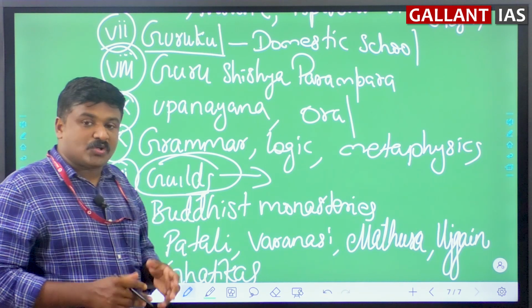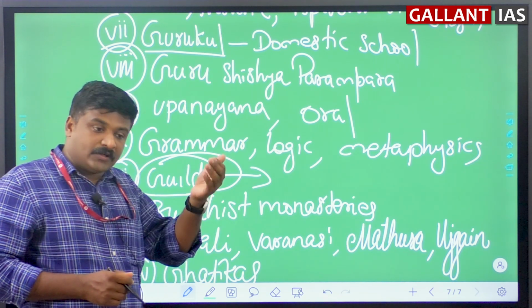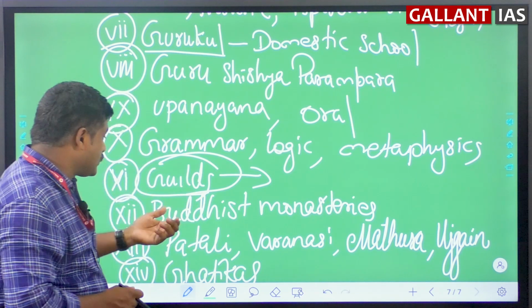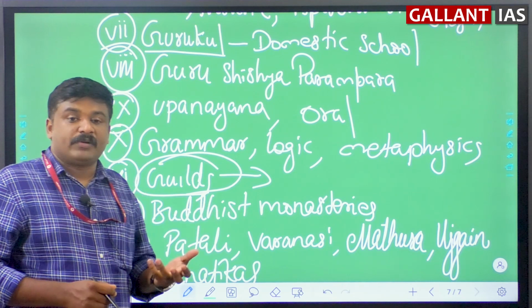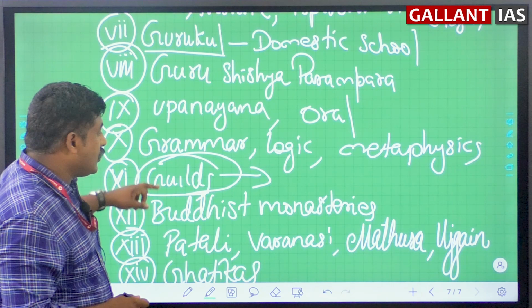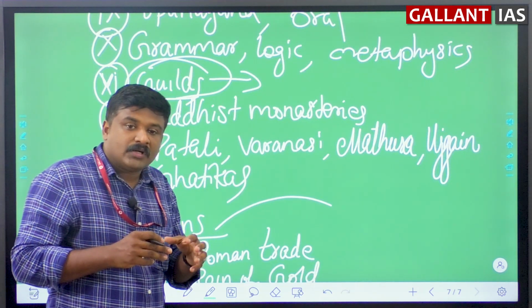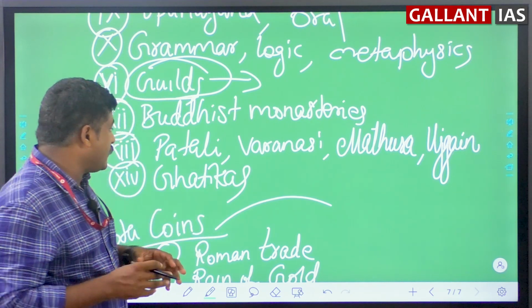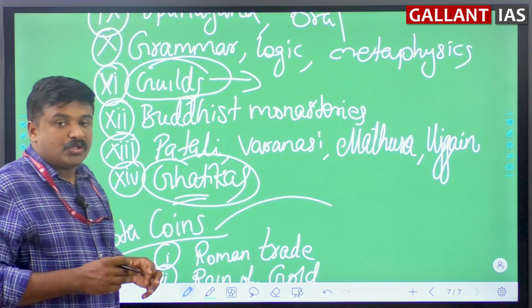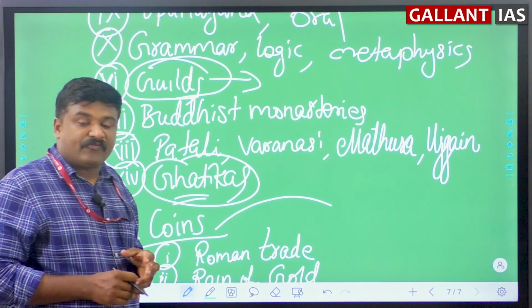And Buddhist monasteries, you see that they become the center of learning, and many foreign scholars traveled and took admission, and they stayed for years to get education at the Buddhist monasteries. Gradually they transformed into universities also. Okay, now Pataliputra, Varanasi, Mathura, Ujjain, Kanchipuram, all these become the major centers of education. Even these Gadigas were also there. Gadigas means educational institutions attached to temple premises, temple complexes. They also become the center of education.